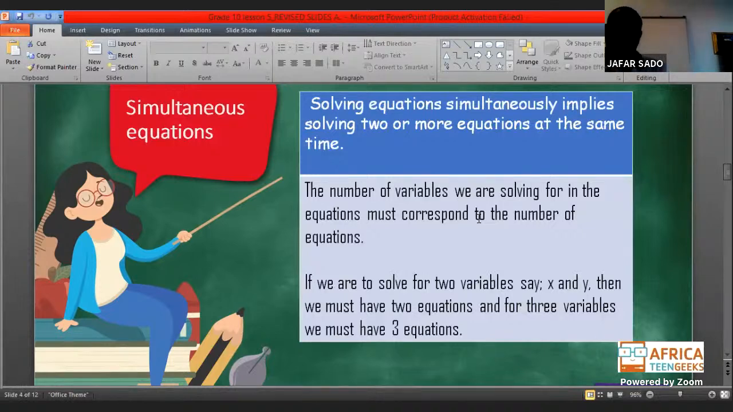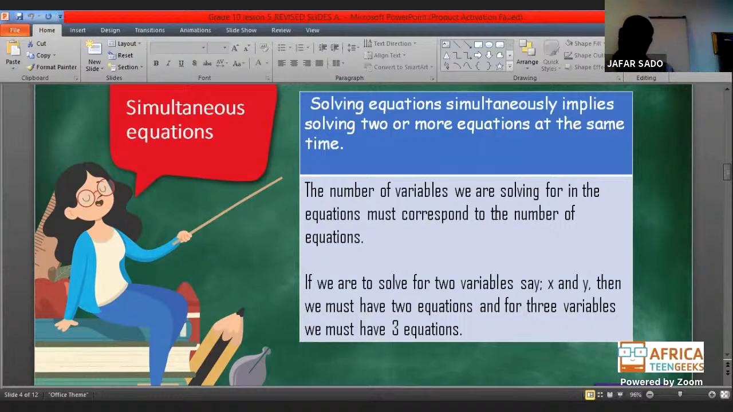Now, what is a simultaneous equation? The word simultaneous is actually an English word. Simultaneous means doing two things at the same time. For example, you are texting and driving simultaneously. You are driving at the same time you are texting on your phone. Then we say you are doing the two activities simultaneously.